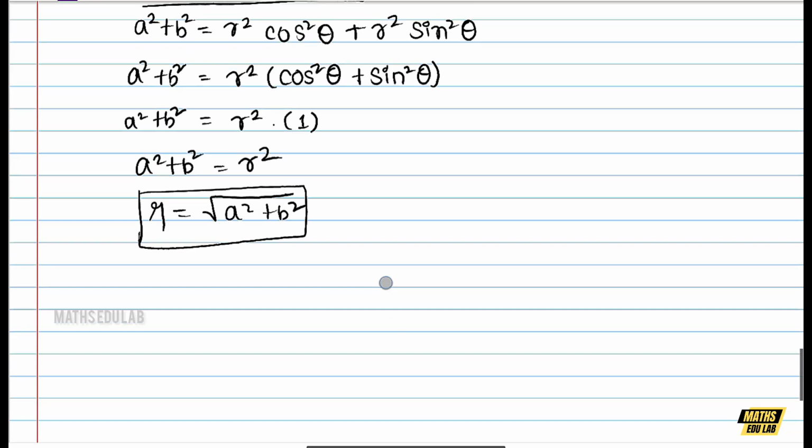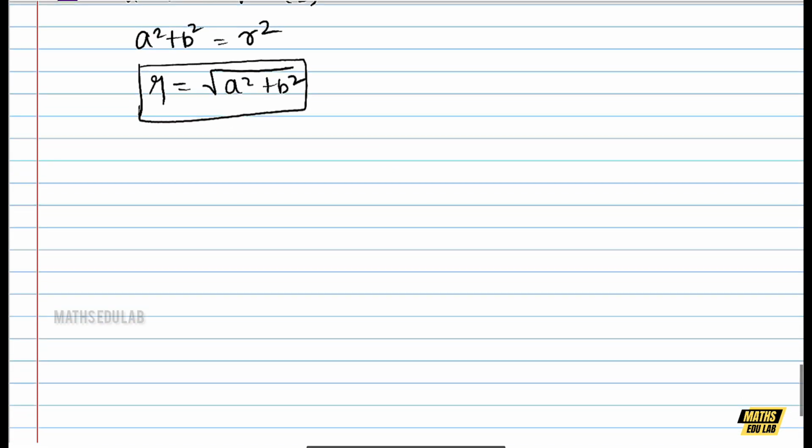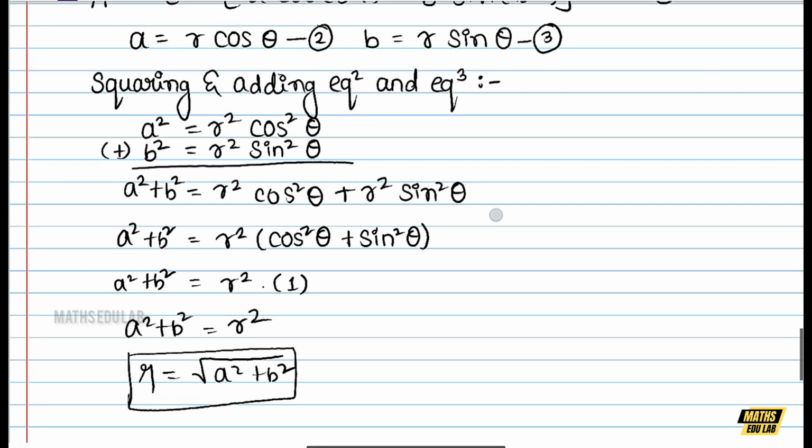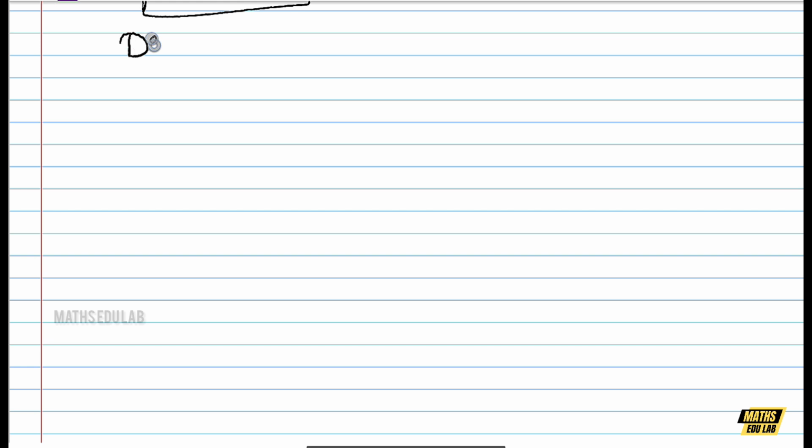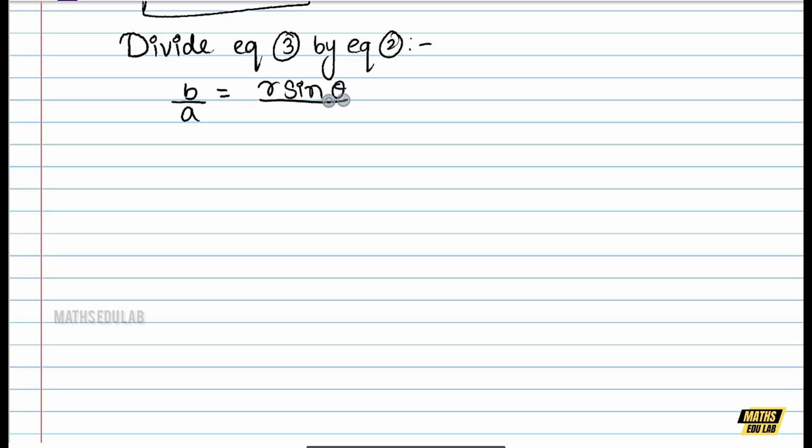That means, sorry, for r value. And now the same equations, that means equations 2 and 3, we will divide equation 3 by equation 2. On dividing, I get the value b by a is equal to r sine theta by r cos theta. So this is what we have.